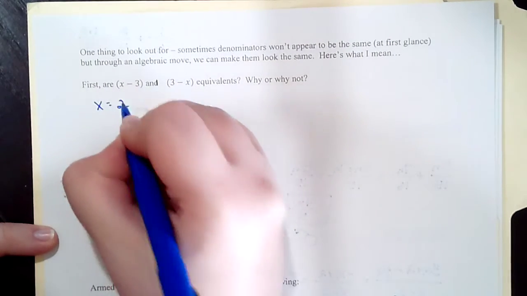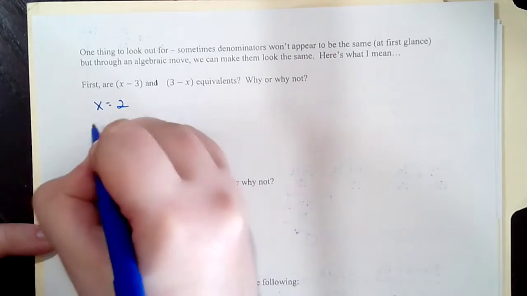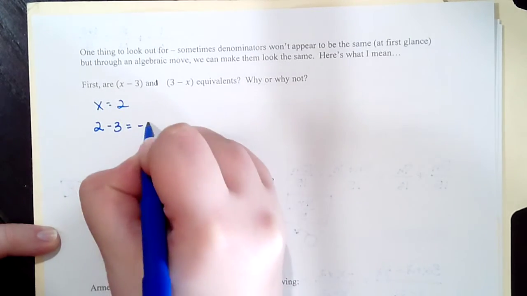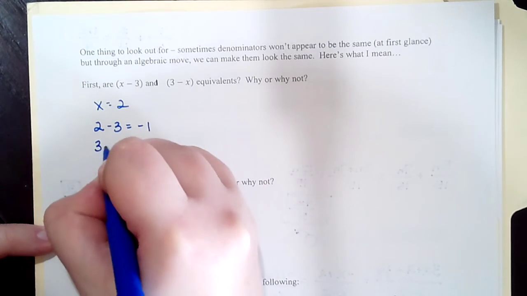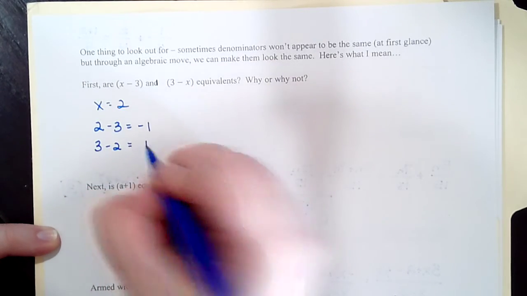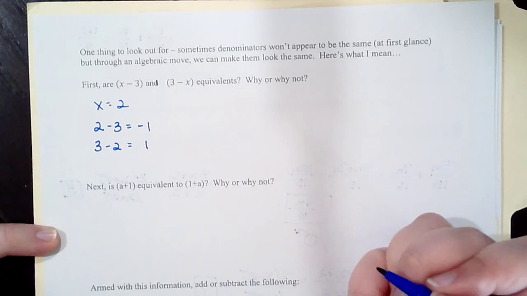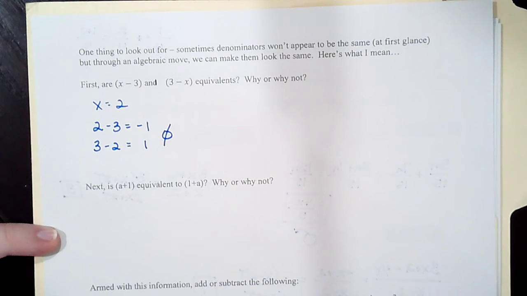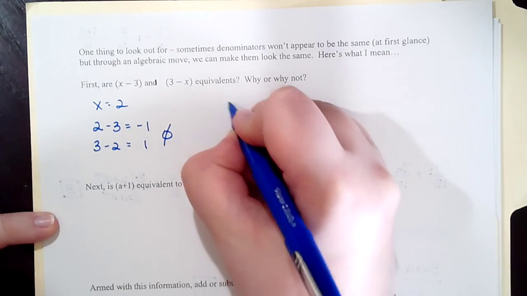If I say that x is equal to 2, that is the same thing as 2 minus 3. That would be negative 1. And 3 minus 2, which would be positive 1. Are those two things the same? No, they're not. That doesn't work. So these are not the same. And I'll show you even further why.